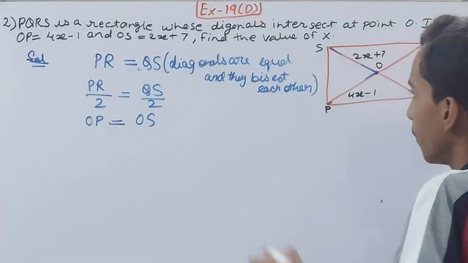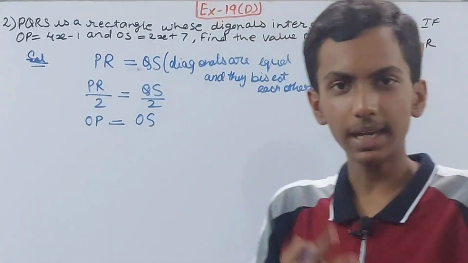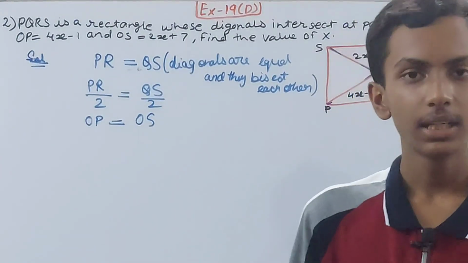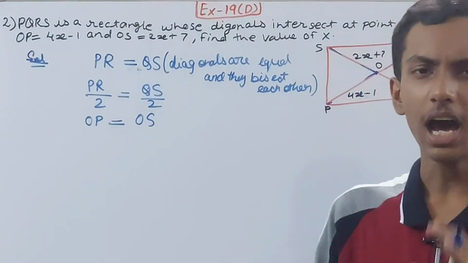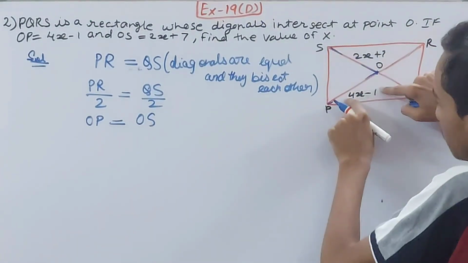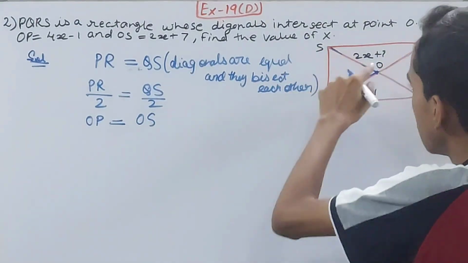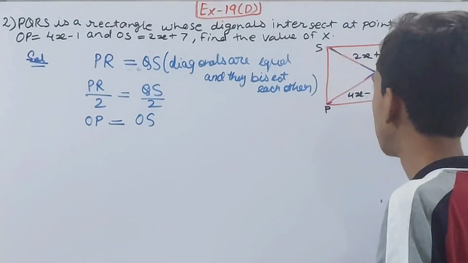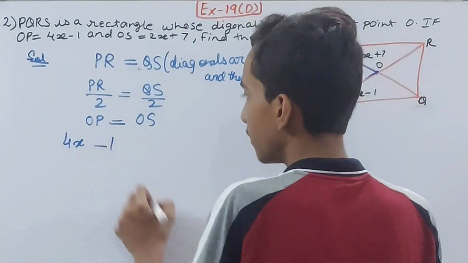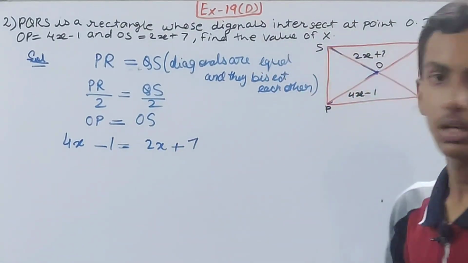Half of PR will be equal to half of QS, because dividing both sides of an equation by the same number will not have any effect. That's why I have divided by 2. Half of PR we have taken as OP, because its measure is given, and half of QS we have taken as OS because its measure is given. Let's put the values and solve this simple equation. 4x minus 1 is the value of OP and 2x plus 7 is the value of OS.